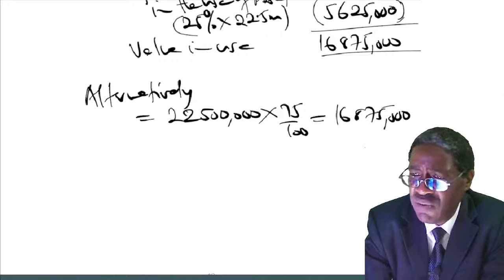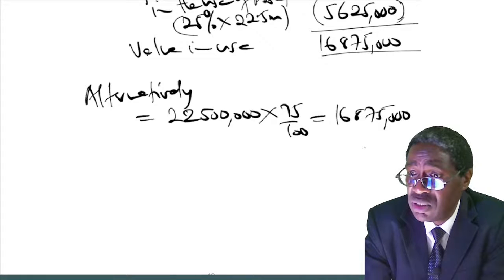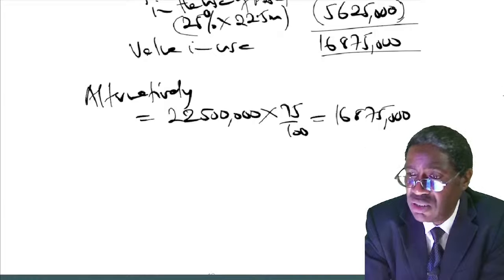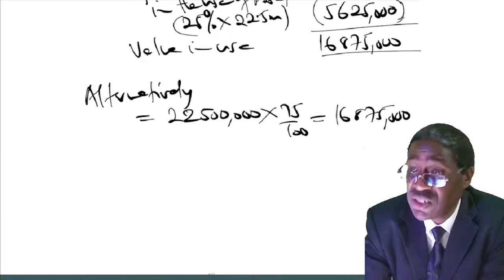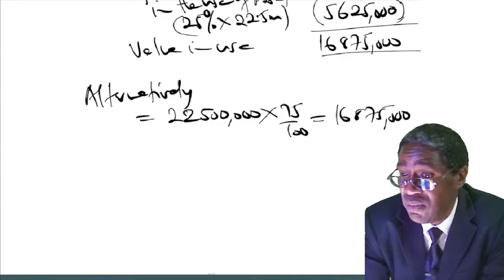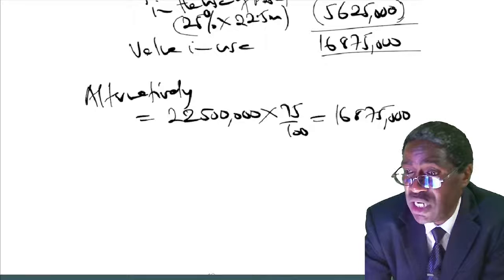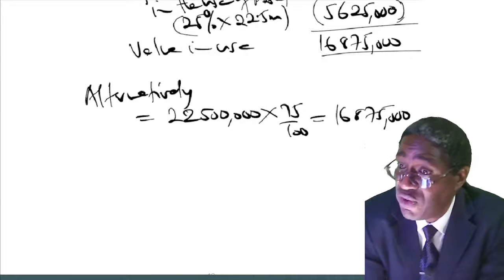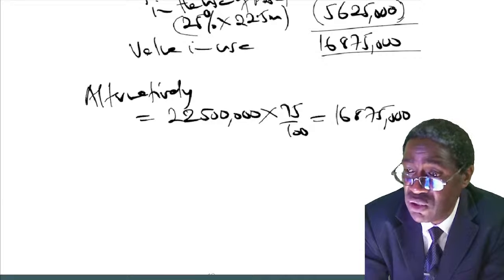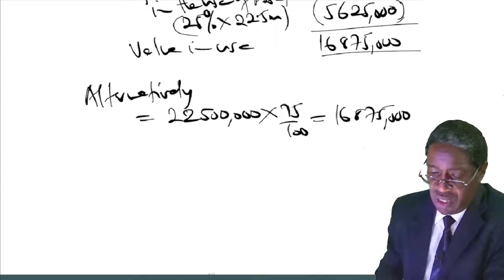with its recoverable service amount, shillings 16,875,000, the machine has suffered an impairment loss of the following amount.